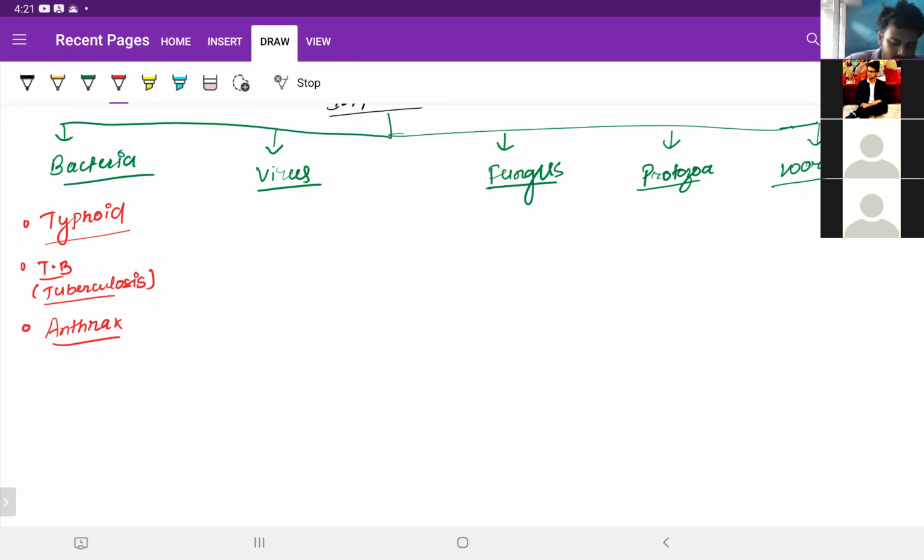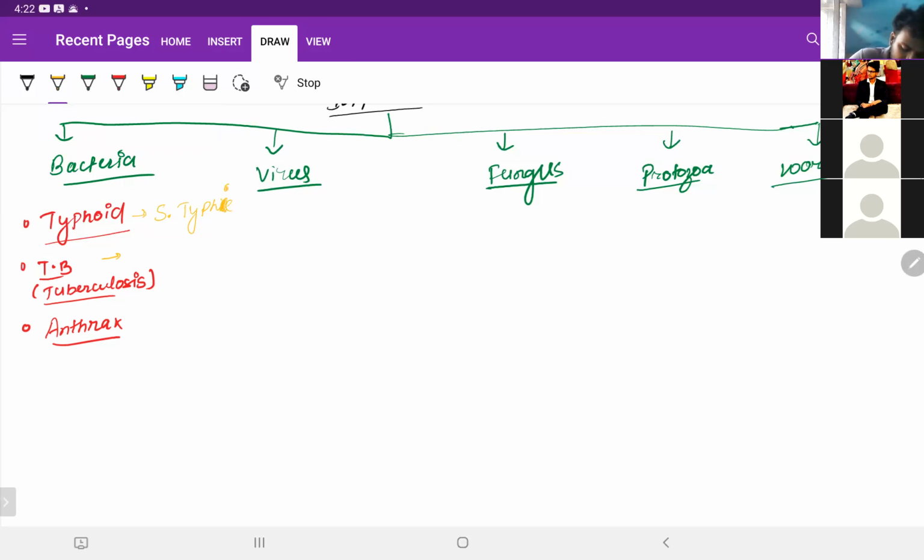So just to add some extra points, I'm simply writing the name of the organisms which cause these diseases, and anything written in yellow is not there in your NCERT. If you want to keep the name in your head, well and good, otherwise no problem, right? So typhoid is caused by S. typhi, or Salmonella typhi, right?